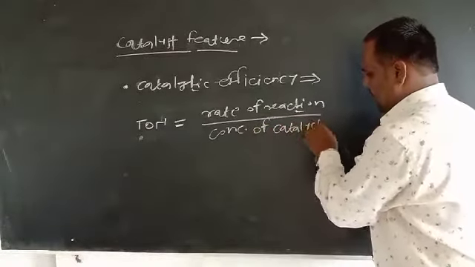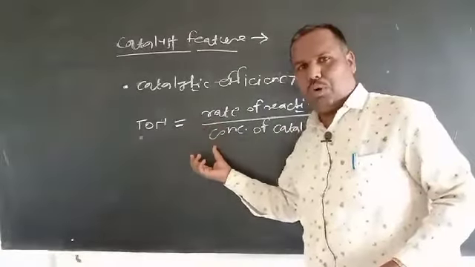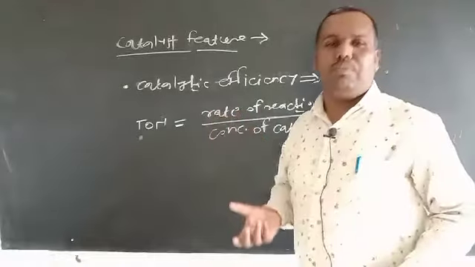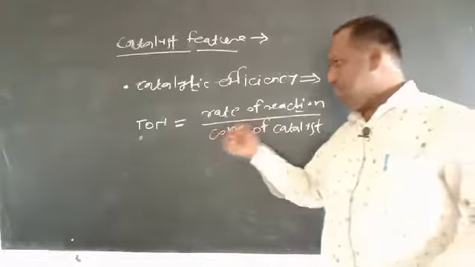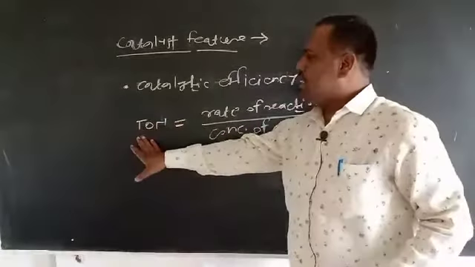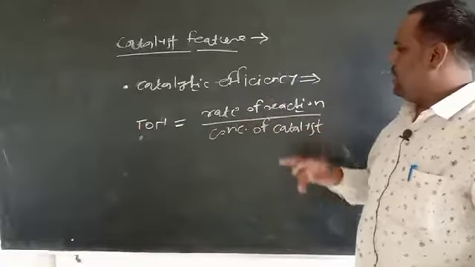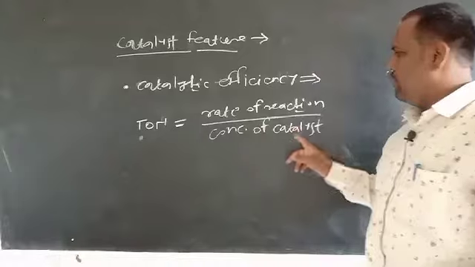because we already studied what turnover number is: the number of product molecules which are formed, and that is nothing but the rate of the reaction, where reactant is converted into product with the help of catalyst. Therefore the turnover number is also written as the rate of reaction. It is the ratio of rate of reaction to the concentration of catalyst.